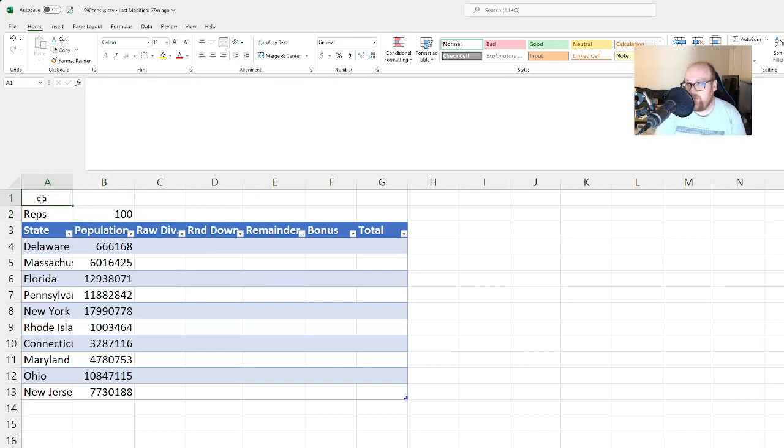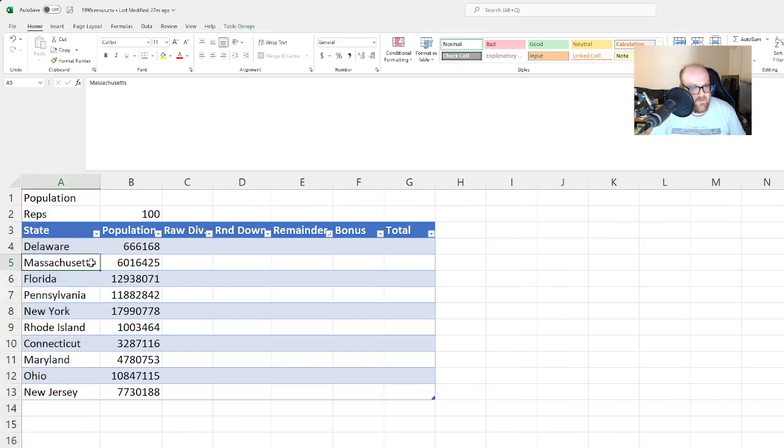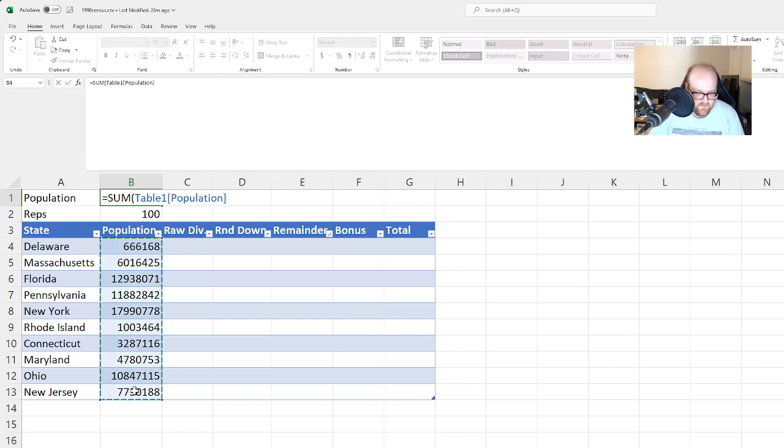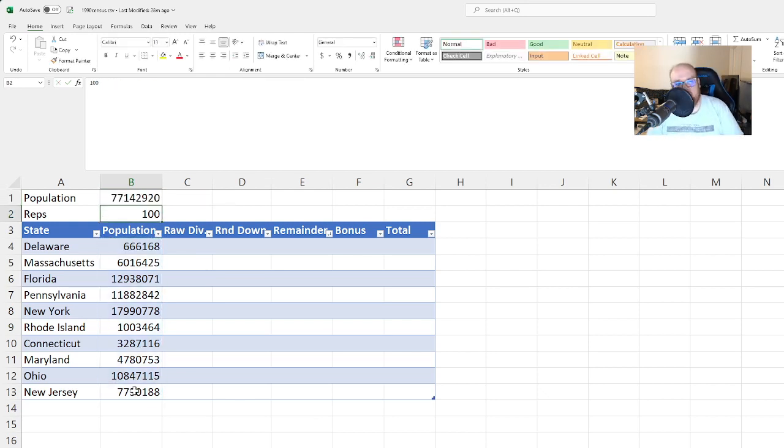So what I'm going to do first is get the total population, and this is each state and their population. Here I have Massachusetts with just over 6 million, Florida with almost 13 million. This is actually from the 1990 census data, but I can get the sum of the population, and I'm using Excel just because it makes everything nice and visual. You will obviously be doing this in Java code. But if I get the population, you'll see the population of the 10 states is just over 77 million.